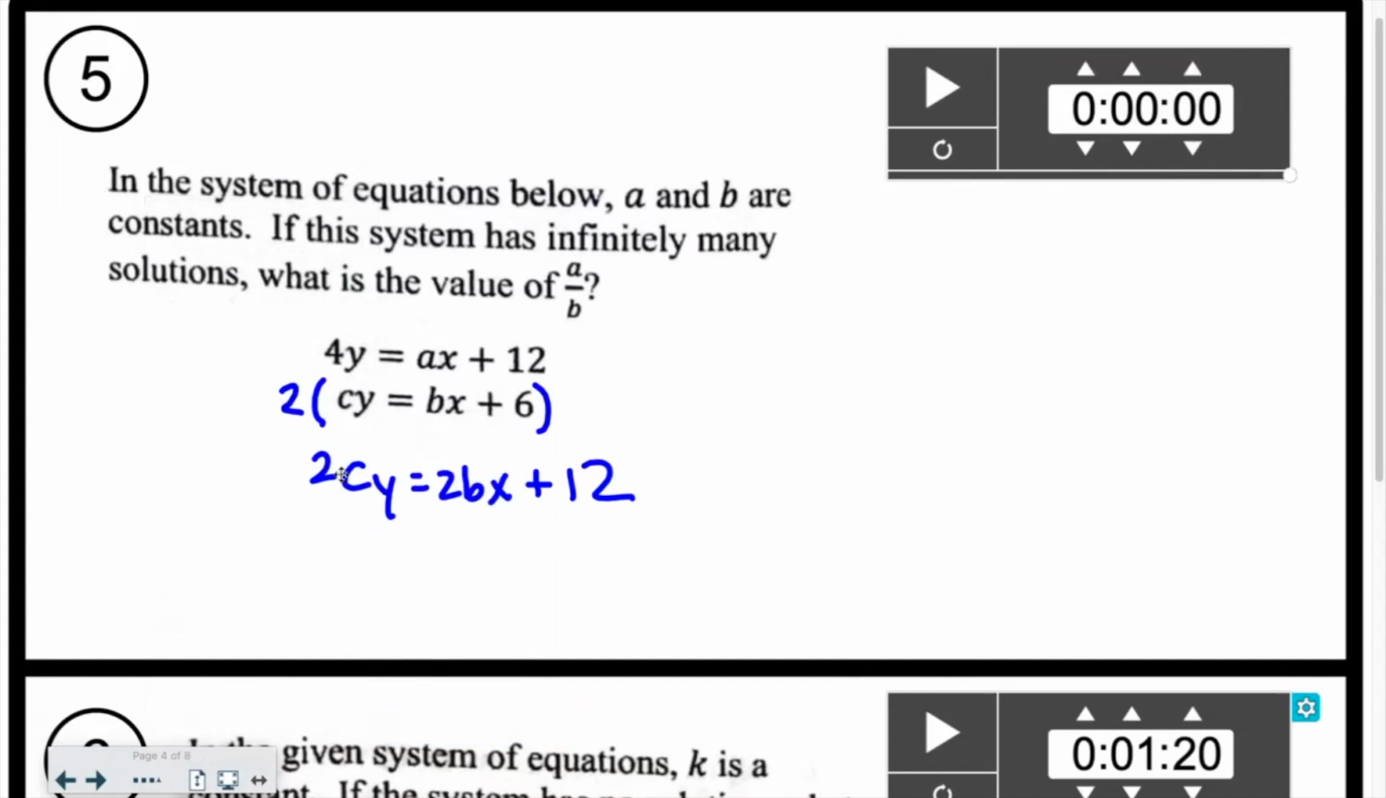Now, if I wanted to, I could find C. The problem doesn't ask for it, right? But if you just look at it conceptually, this and this have to be the same. So I know C is 2, but I don't need that.